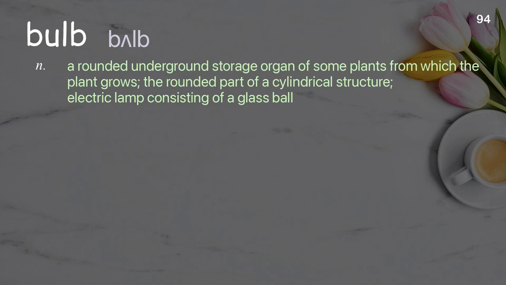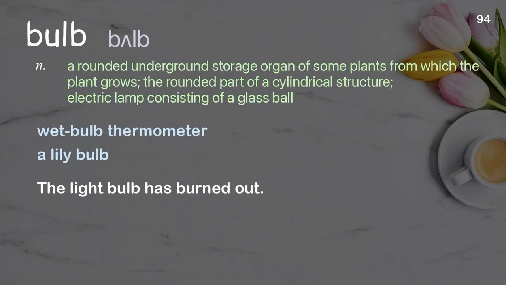Bulb. A rounded underground storage organ of some plants from which the plant grows, the rounded part of a cylindrical structure, an electric lamp consisting of a glass ball. Examples: wet bulb thermometer, a lily bulb. The light bulb has burned out.